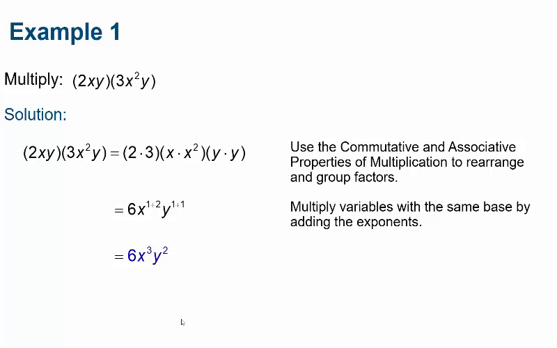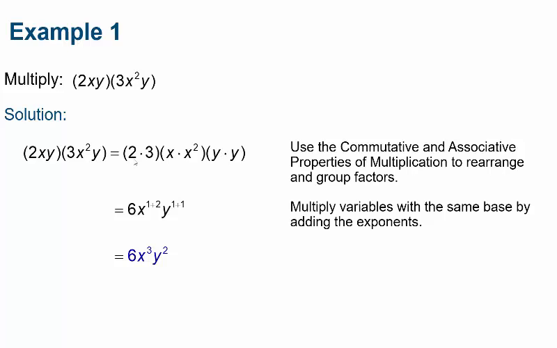Okay, let's try 2xy times 3x squared y. Well, what we can do here is rearrange the terms and put like terms next to each other. So we can take the 2 and the 3 and put that in parentheses as 2 times 3. X times x squared, let's put that next, and then finally y times y, put that over here.